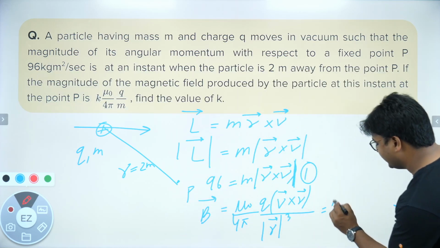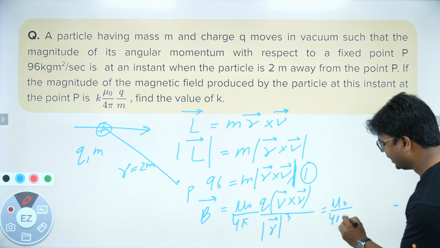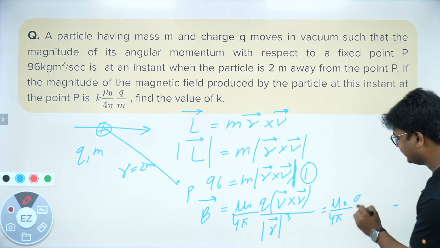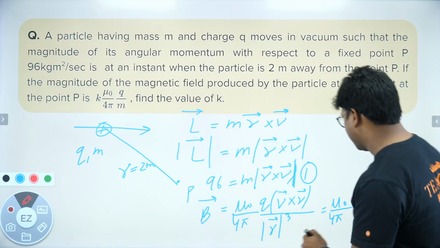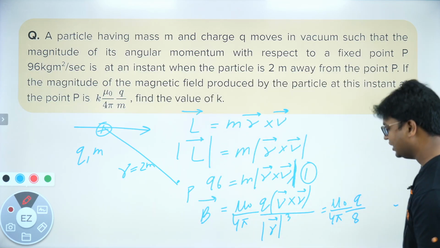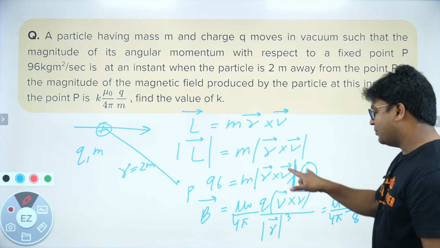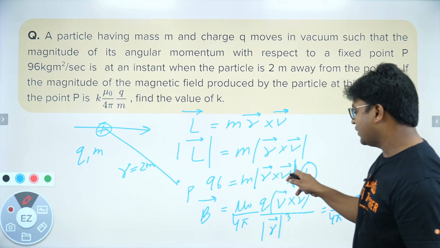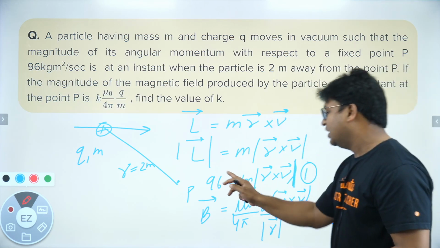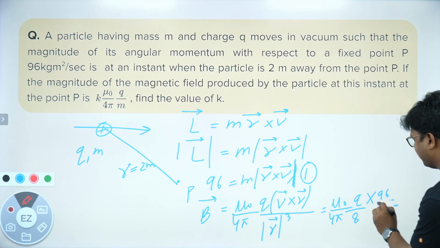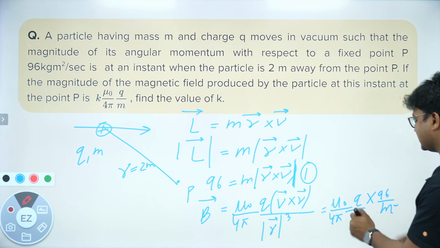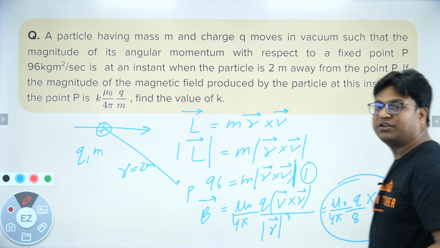So what we have to do, we have to write mu naught by 4 pi and q divided by mod of r cube. R is 2, so cube of that will become 8. So we are going to get an 8 here, and v cross r. So the magnitude of v cross r, from here we can pick it, will be 96 divided by m. So I'm going to write 96 divided by m here, and this gives us the magnitude of B.